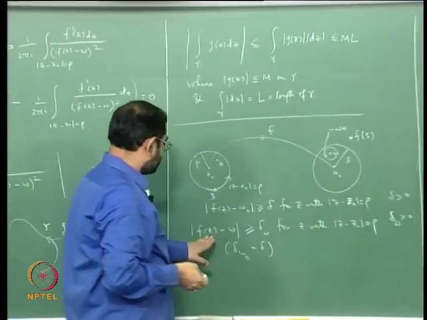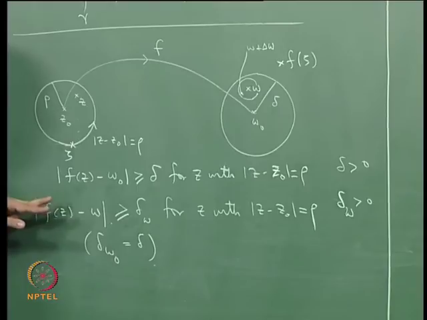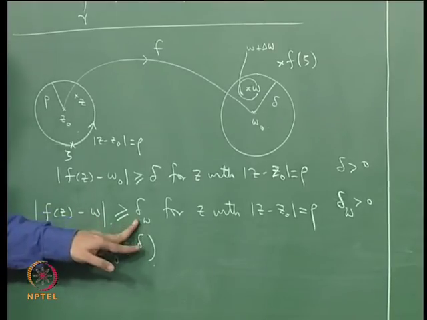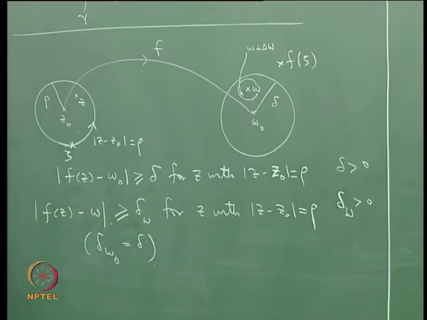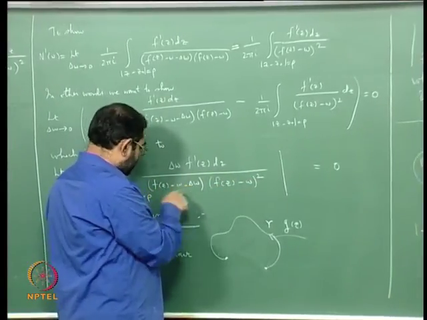So you see, the reason why I want this inequality is so that I can write the reciprocal of this as less than or equal to 1 by delta w, so it helps to take care of this term. And what about this guy?